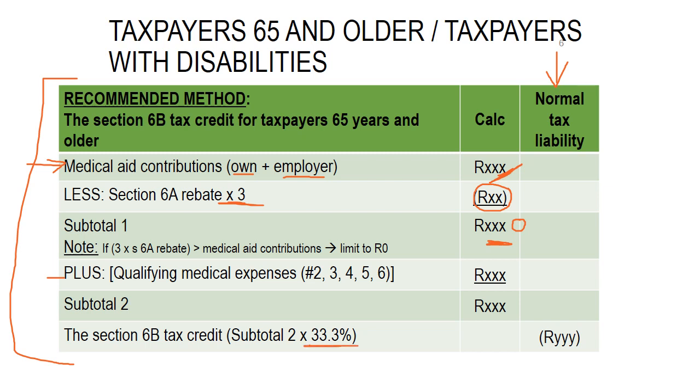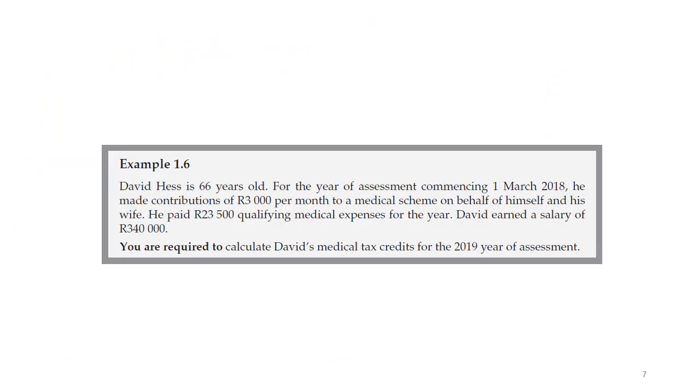So if I have to remember this for taxpayers 65 years and older and taxpayers with disabilities, I always remember the 3 and the 33.3%. Right, but this one is relatively simple, and ultimately what it does, it will reduce your normal tax liability. So let's have a look at a calculation using this recommended method.